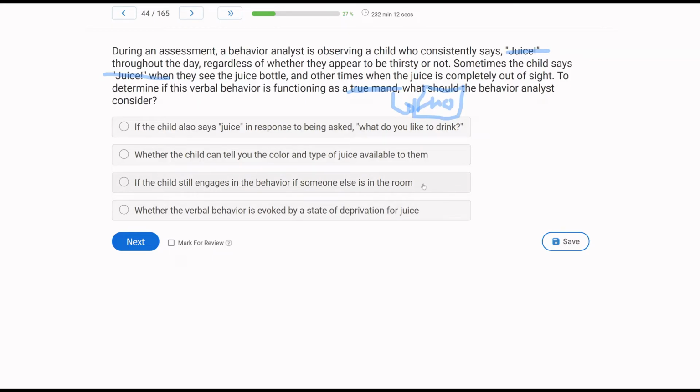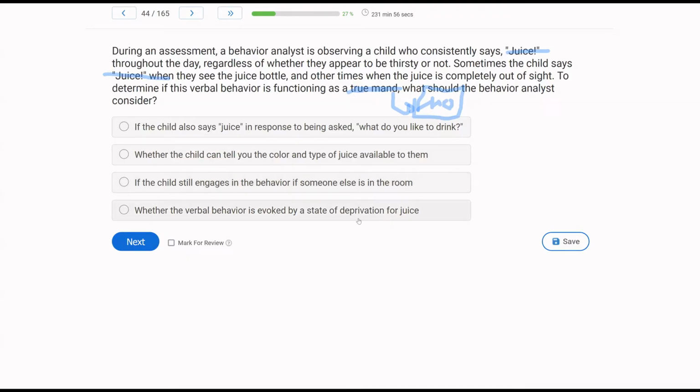C, if the child still engages in the behavior if someone else is in the room. This is looking at an automatic function potentially. It's not necessarily looking at if there's an MO present, because the child could engage in a tact, let's say, if no one else was in the room.